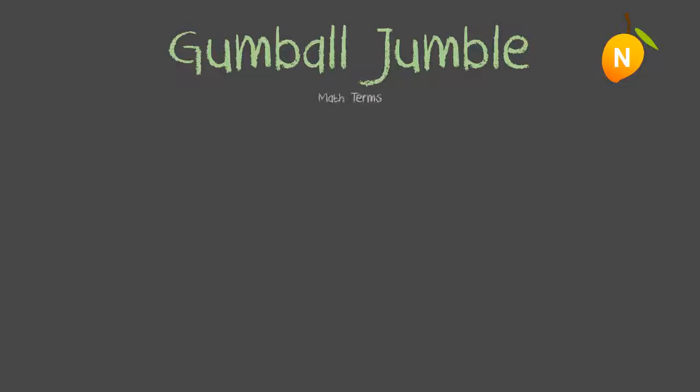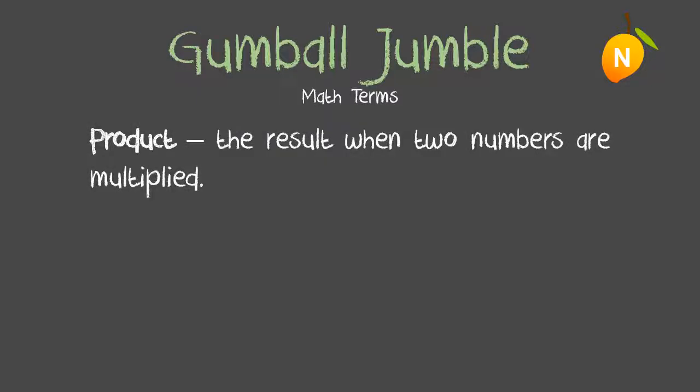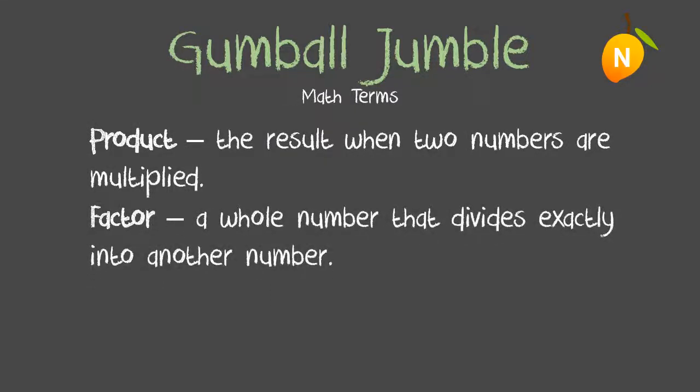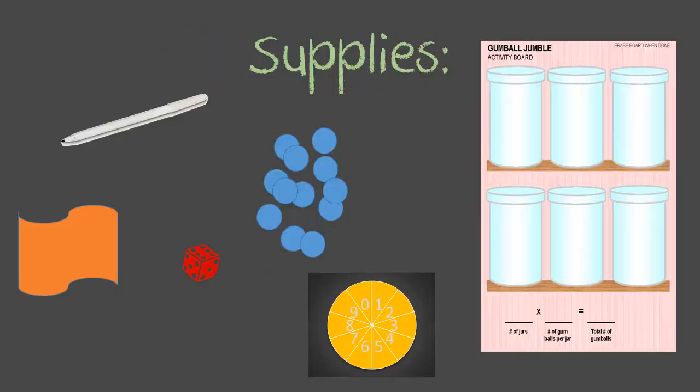Gumball Jumble has some math terms to help increase understanding, and that is product, the result when two numbers are multiplied; factor, a whole number that divides exactly into another number.